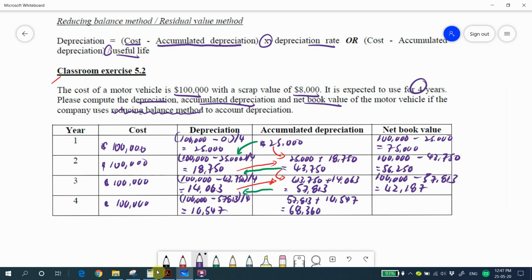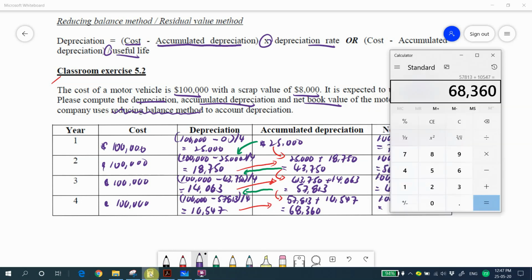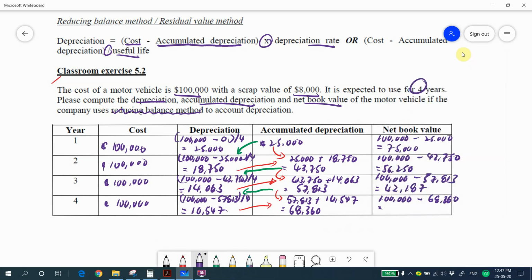And then your net book value. How do we get it? We use last year's accumulated depreciation plus this year's depreciation. For net book value, we use 100,000 minus 68,360, which is $31,640.